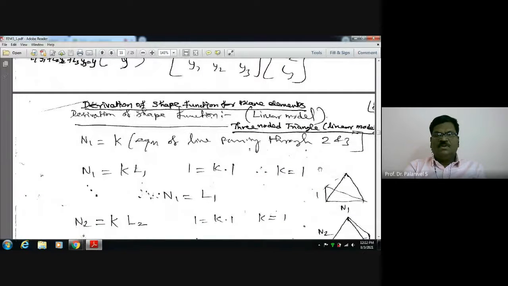Now I am coming to the further discussion. Only triangular elements I am going to see in this class. Derivation of shape function for plane elements, the linear model.